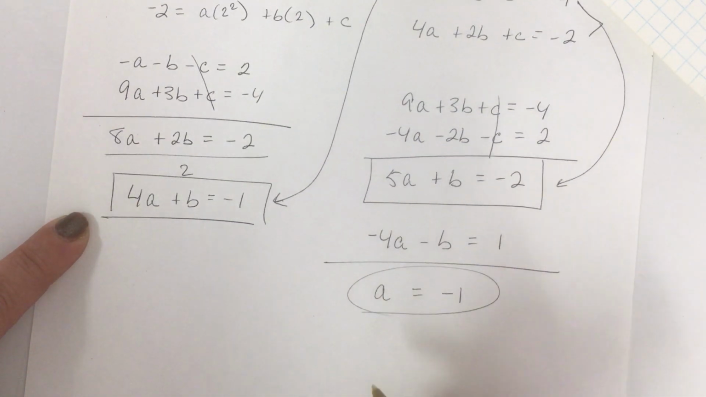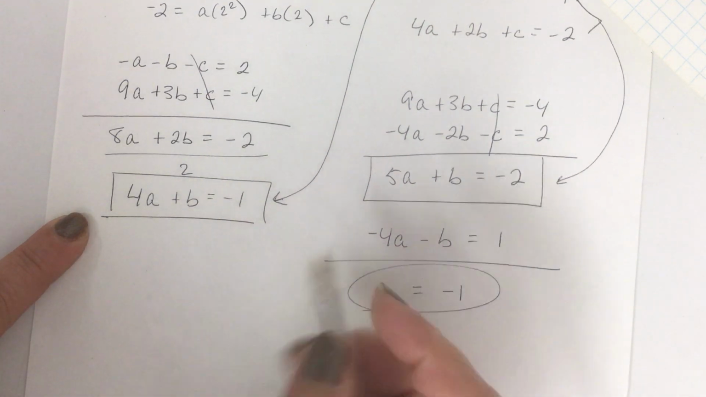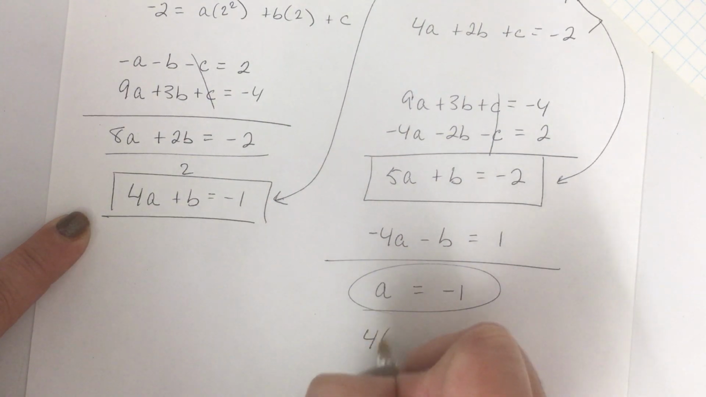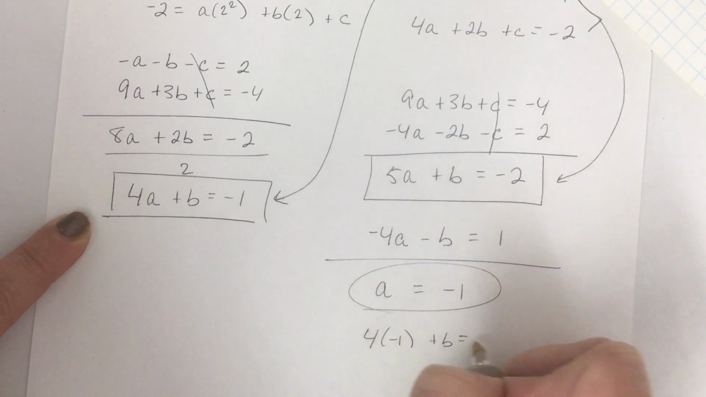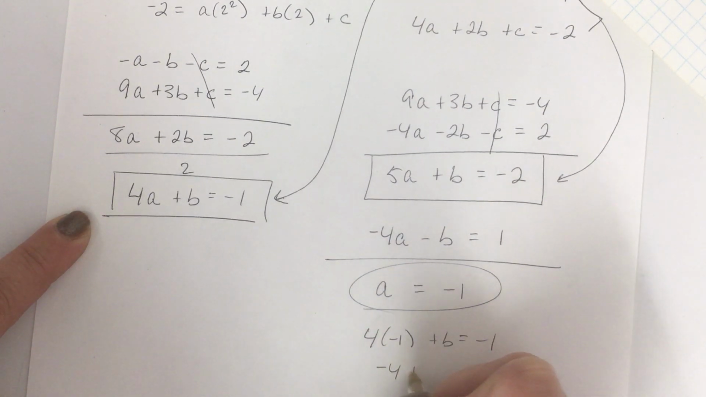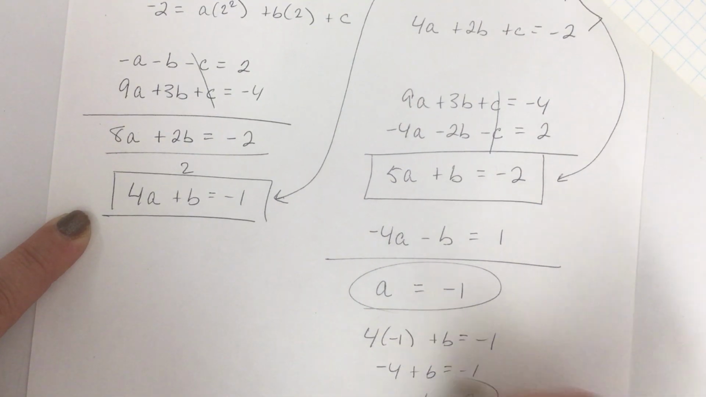Once I know that a is equal to -1, it's pretty easy to find the rest. I'm going to put it in this equation. So 4 times -1 plus b is -1. -4 plus b is -1. b is equal to 3.